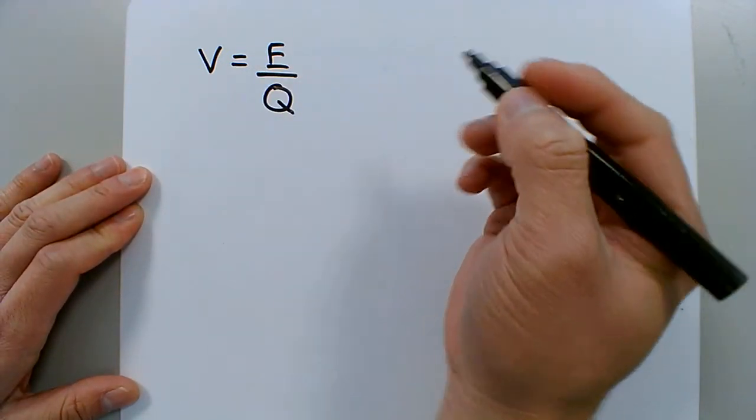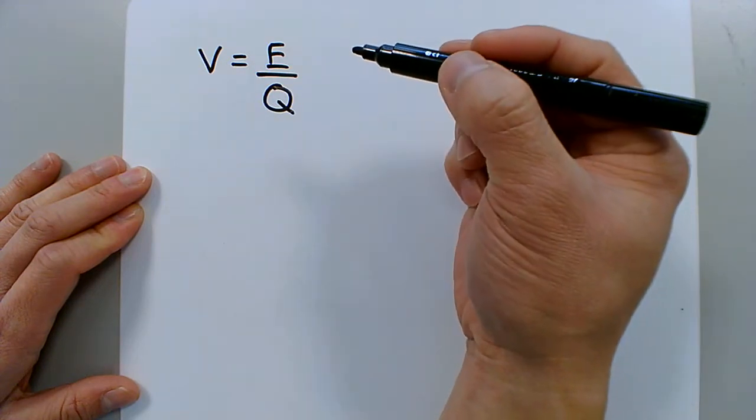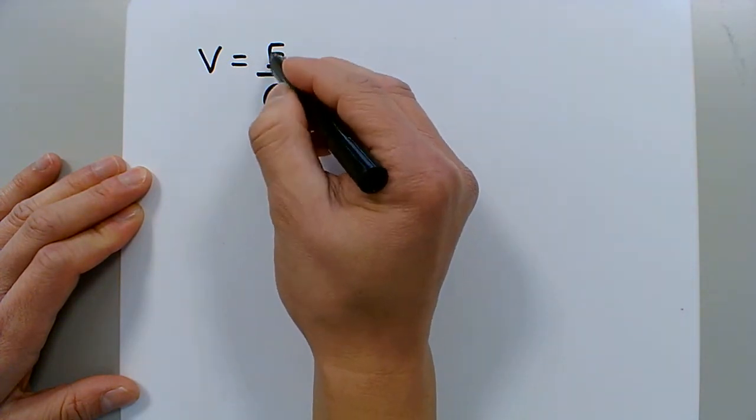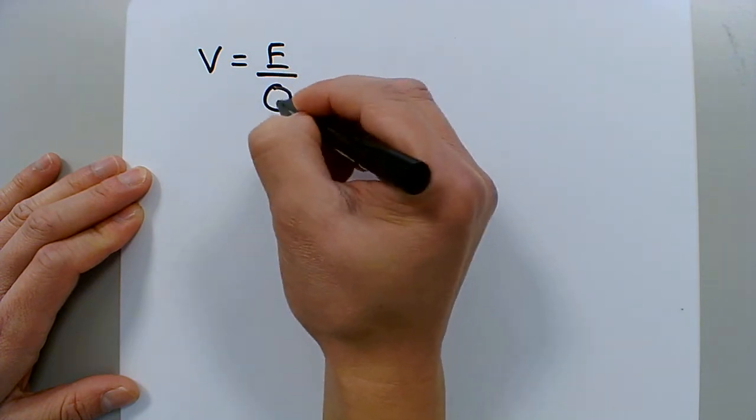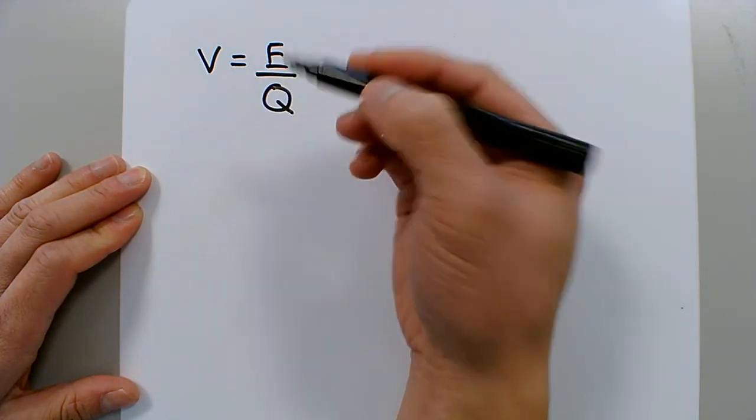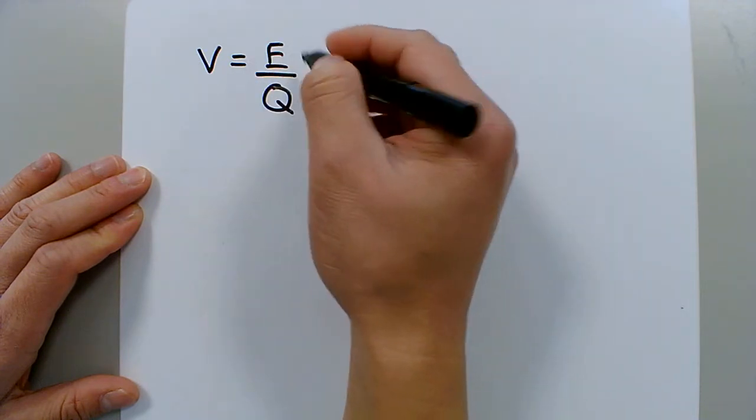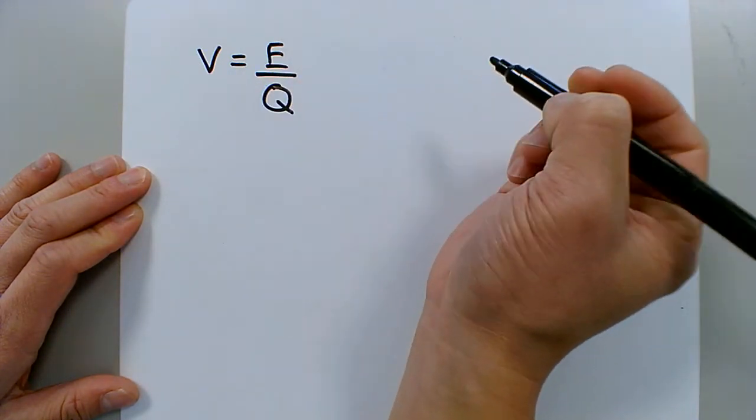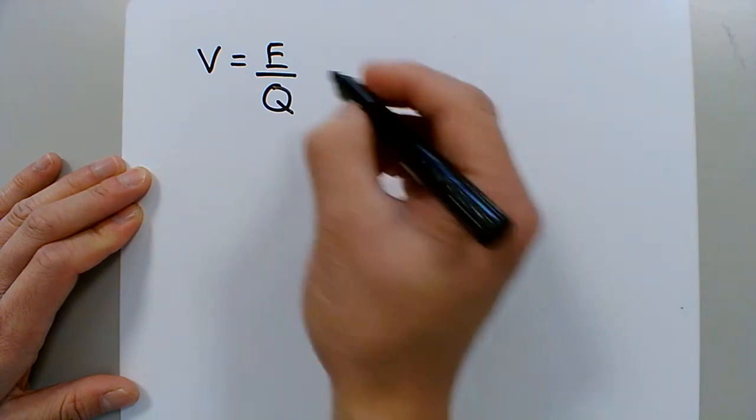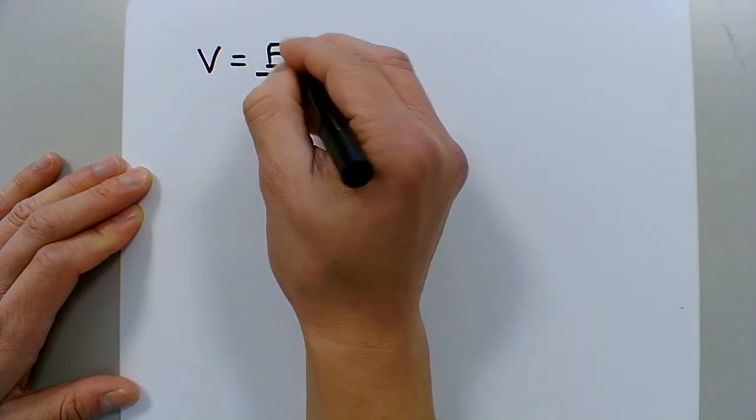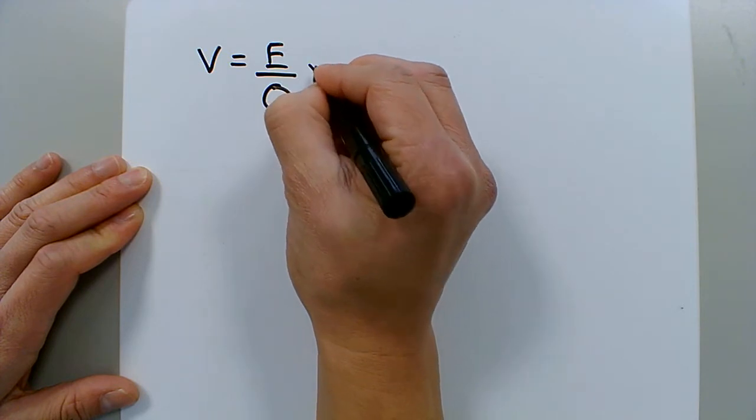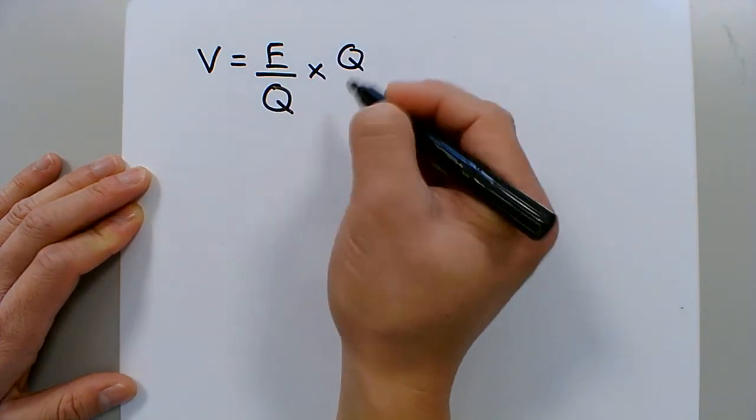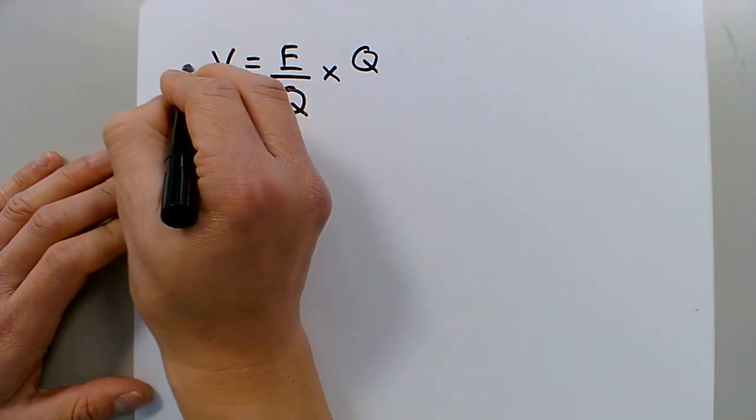Okay, so again, it's straightforward. You just need to do it step by step. So in this case, we've got E equals V divided by Q, and we do the opposite of what is happening here. So the opposite of division is multiplication. So what we're trying to do is make E the subject. So we multiply by Q, and whatever we do on this side, we do on this side.